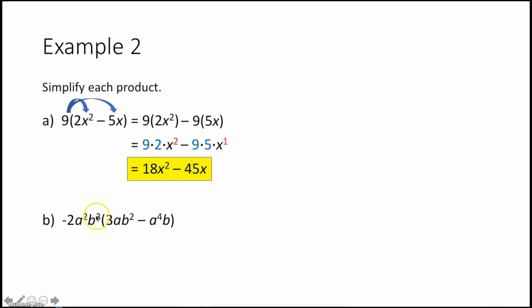For part B, we are again going to use the distributive property to take this monomial and multiply it to this binomial. So we've got to multiply it to each term. So we're going to multiply the -2a squared b cubed to the 3ab squared and to the -a to the 4th b. Now, what we need to do is multiply the coefficients together.